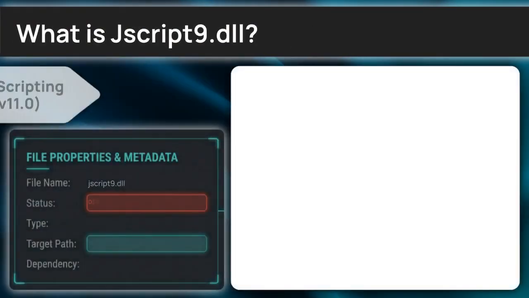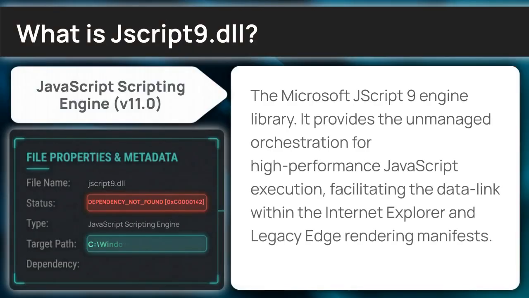This is the JScript9, the Microsoft JScript9 engine library. It provides the unmanaged orchestration for high-performance JavaScript execution, facilitating the data link within the Internet Explorer and legacy Edge rendering manifests. Understanding the file's role is a great start.